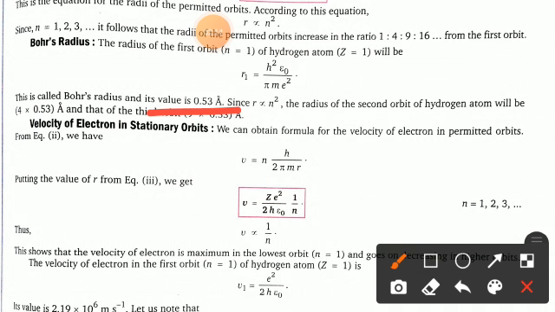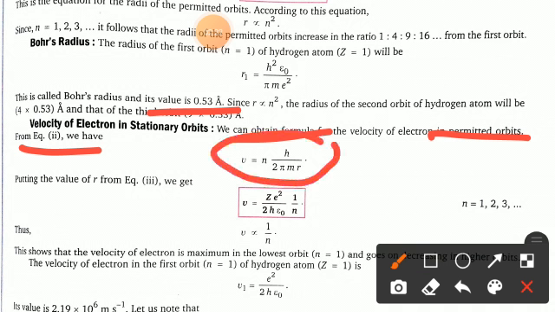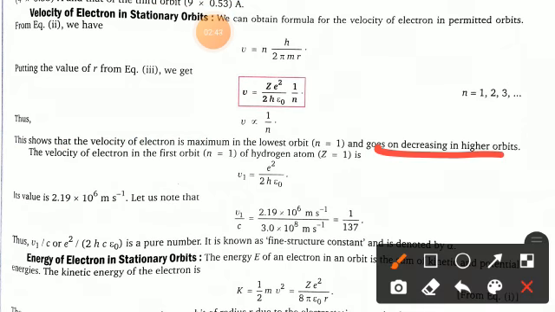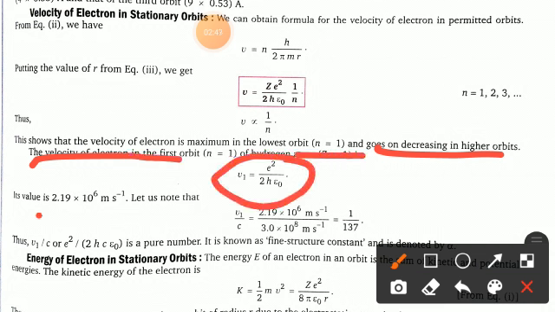Now, velocity of electron in a stationary orbit. We can obtain the formula for the velocity of the electron in the permitted orbits using equation number 2, which we already proved above. You can write here v is equal to nh upon 2 pi mr. Putting the value of r from equation third, you will get v is equal to this. Here you can see that v is inversely proportional to n. This shows that the velocity of the electron is maximum in the lowest orbit, that is n equals 1, and goes on decreasing in the higher orbits. The velocity of the electron in the first orbit of hydrogen is almost equal to 2.19 times 10 to the power 6 meter per second.